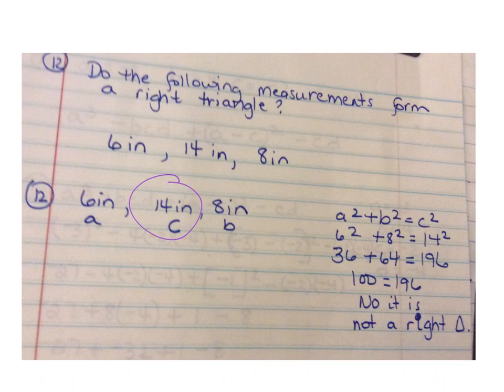So c has to be 14. The 6 and the 8, doesn't matter which one's a and b. So I plug them in. 6 squared plus 8 squared equals 14 squared. 6 squared is 36 plus 8 squared 64. 14 squared is 196. 100 does not equal 196, so therefore it is not a right triangle.